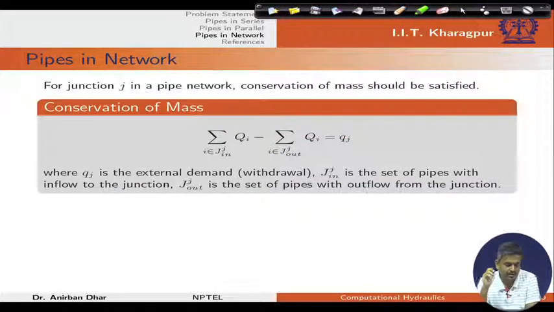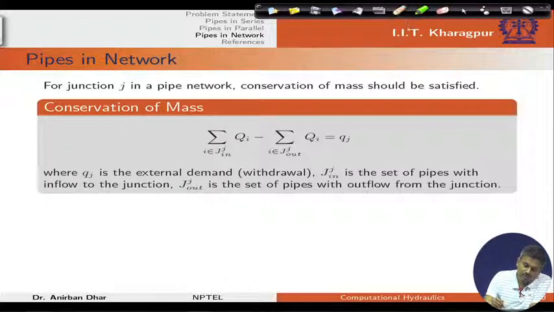Pipes in network. Now, for pipes in series or pipes in parallel, we have different discharge and different energy conditions. But in pipes in network, we need to satisfy our mass conservation at junction nodes. So, for any junction node J in a pipe network, the conservation of mass should be satisfied.